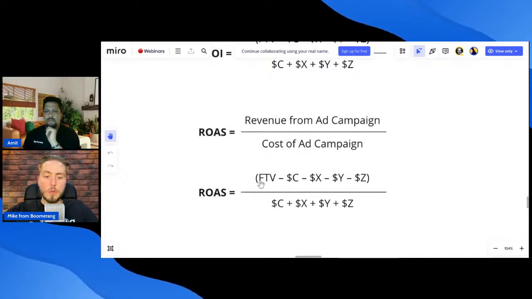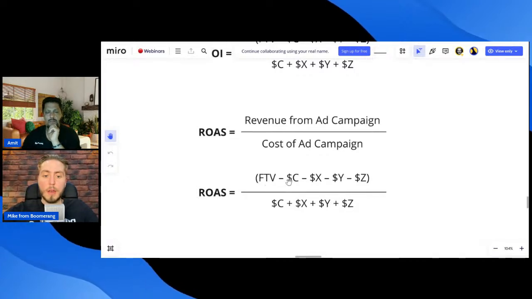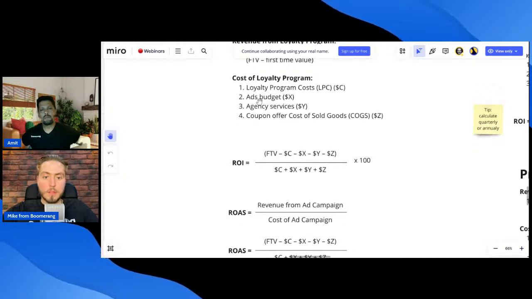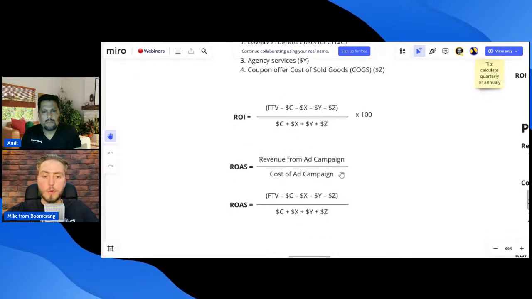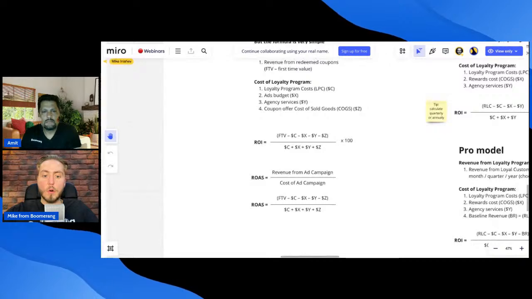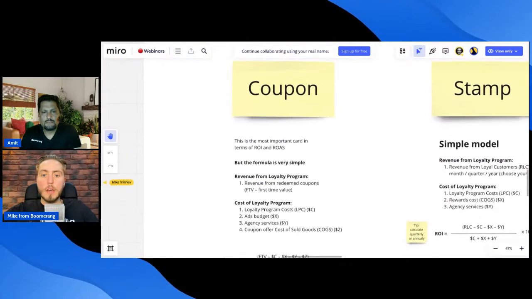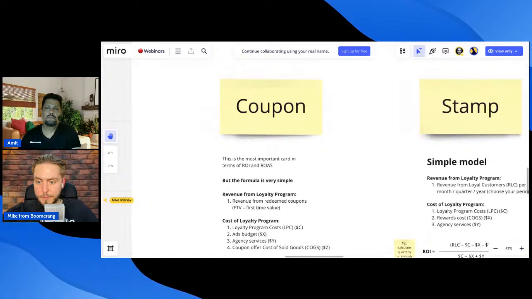And the same, you need to use the first time value, the revenue from the first visit, minus cost of loyalty program, minus ads budget, minus agency services, and minus cost of goods sold. The coupon offer, a free cup of coffee for $5 as we decided. In this case, we will understand the return on ad spend. And this is really the most important thing. And let's do this calculation actually, because I prepared the file.